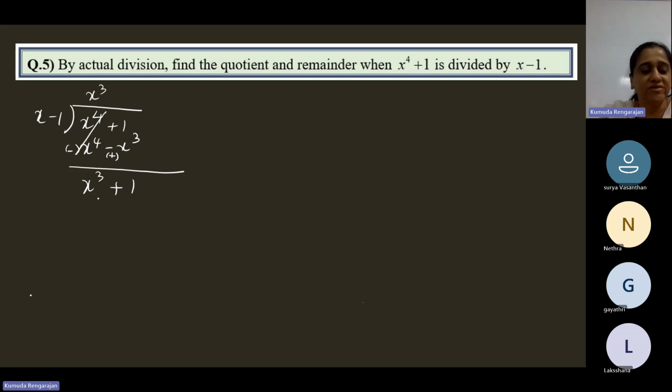Now, x cubed divided by x is x squared, right? Plus x squared. This is the second term in the quotient. Now, x squared into x is x cubed. X squared into minus 1 is minus x squared. Change the signs.